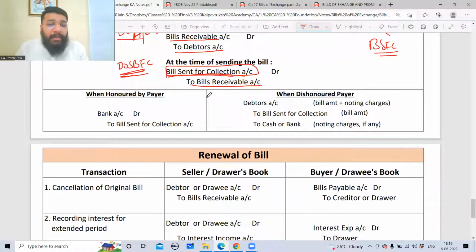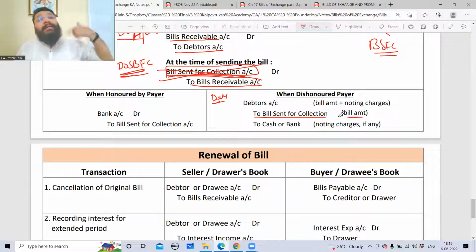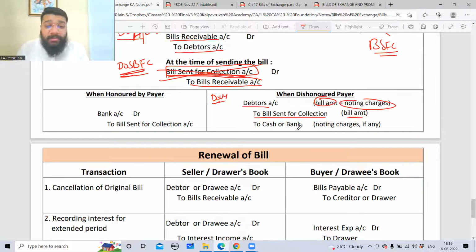So on the date of maturity, bill sent for collection, I need to close. The debit can be closed by giving a credit, with the bill amount. And I need to recreate the debtor. So the debtor is being recreated. From the customer, how much money will you collect? Bill amount plus noting charges. Why? Because you paid 100 rupees as noting charges.